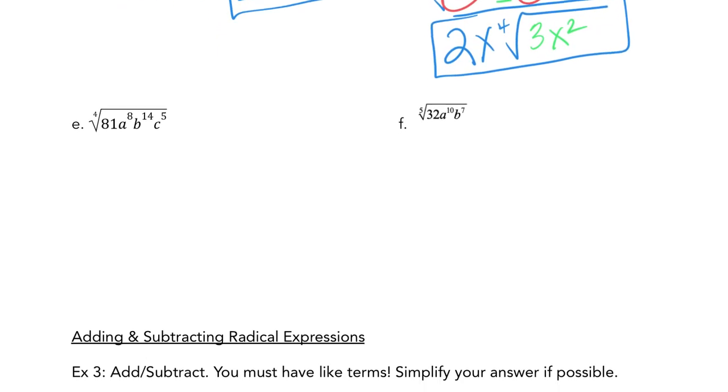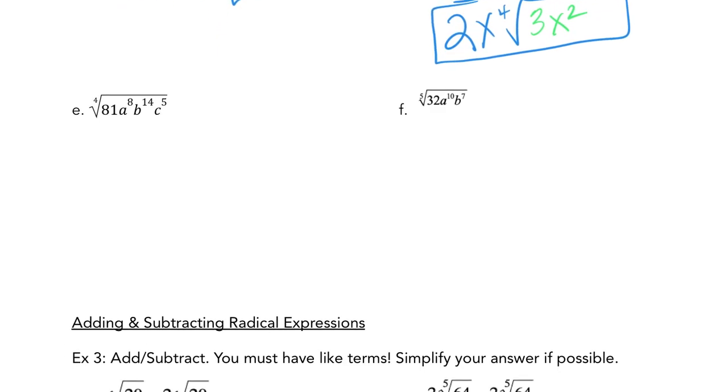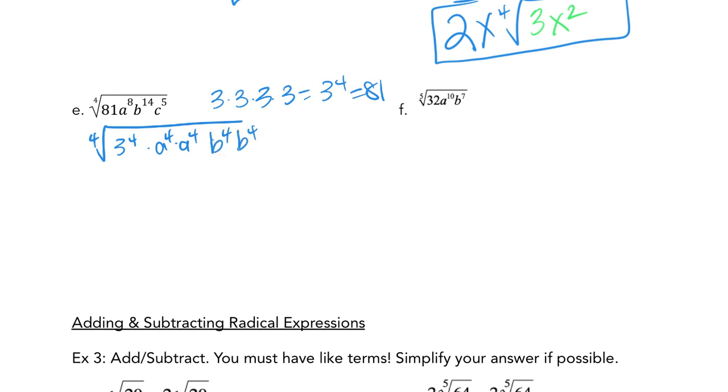Okay, let's see here. We're doing 81, which is not even, so it can't be divisible by 2. Let's see. 3 times 3 is 9. Oh, and 9 times 9 is 81. So that means that 3 to the 4th is 81. Perfect. So I'm going to have 3 to the 4th times a to the 4, a to the 4. Well, it's already even, so you can just leave it if you want, or you can break it apart. b to the 4, b to the 4, b to the 4, and then I'd have b squared.